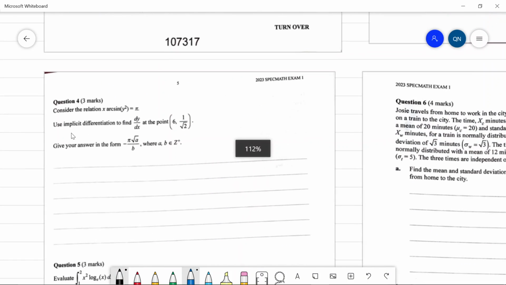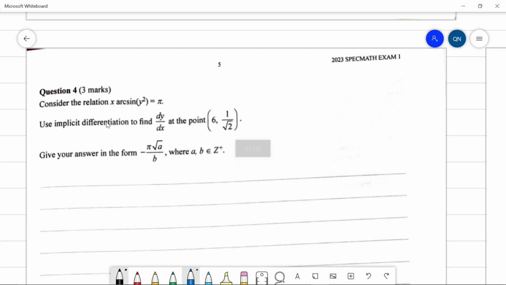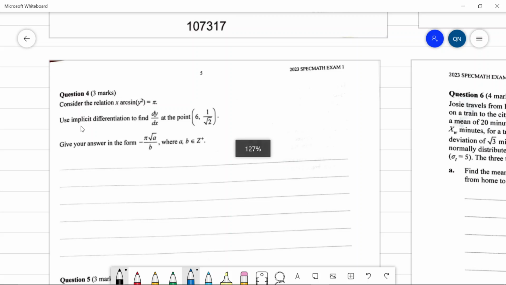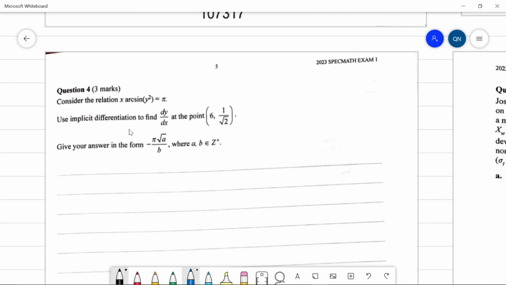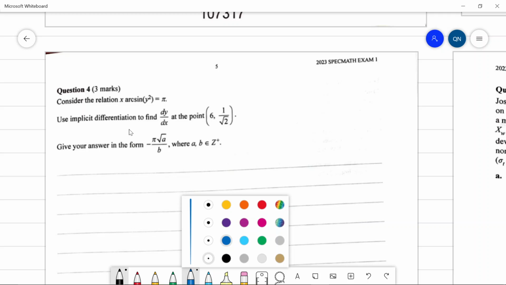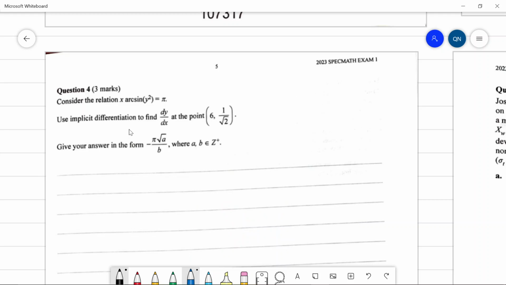Consider the relation, so arcsine. Do they ever use arcsine? Because usually they use sine inverse, don't they? I don't know. Use implicit differentiation. Hopefully I remember how to use implicit differentiation, because I haven't done it in like 2 years. So, implicit differentiation to find dy/dx at this point.